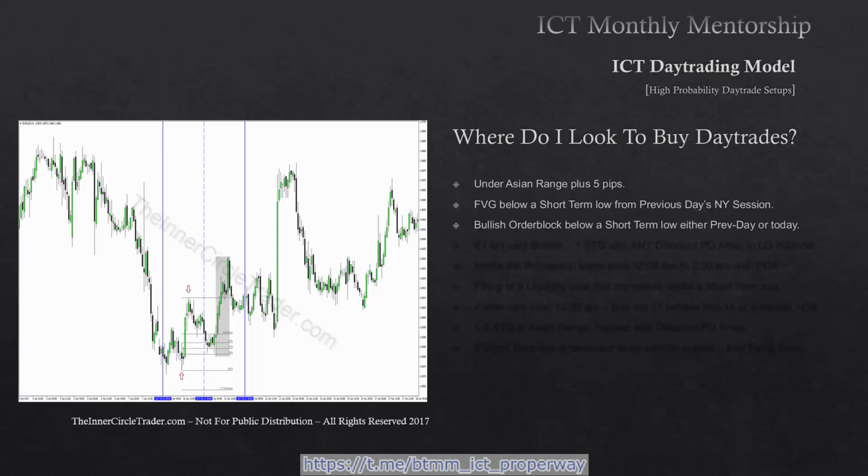Bullish order block that resides below a short-term low, either in the previous day or intraday today. In other words, it could be a short-term or intraday low that formed, and then it trades lower than that into a bullish order block. That's a very, very strong condition when the overall picture is bullish. I would be buying in that scenario during London. If I'm very bullish, I'll trade long at 1 standard deviation below the central bank dealers range or Asian range and any discount PD array overlap while in the London kill zone.